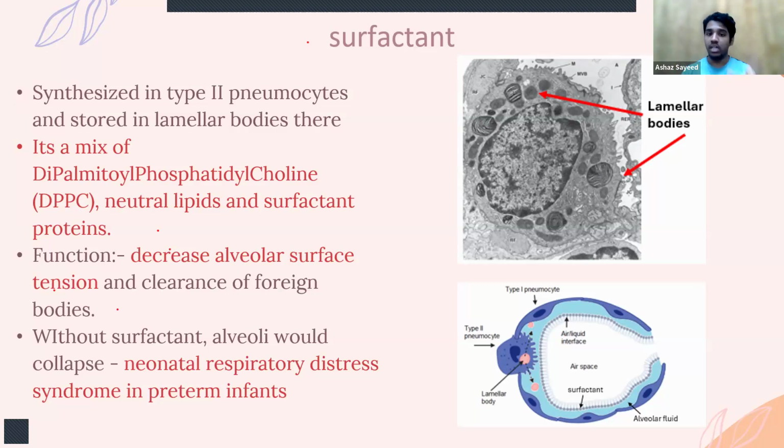So, let's say a child is born preterm, term is 9 months. If he's born before, his lungs are not well developed. So, the type 2 pneumocytes are not well developed, and they will not secrete surfactant yet. Okay, so if the child is exposed to the air outside, the alveolus collapses. The lungs can collapse, and it will lead to something called neonatal respiratory distress syndrome.